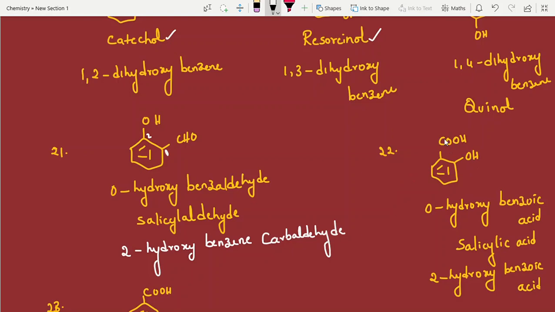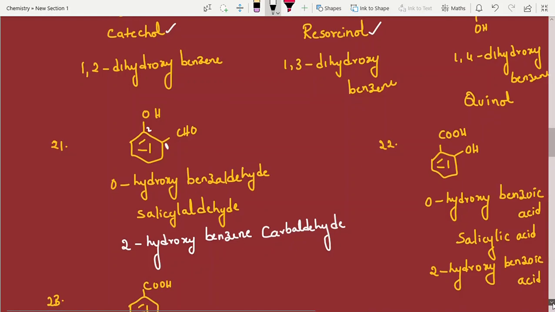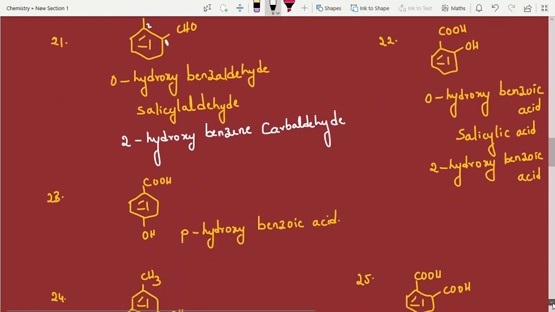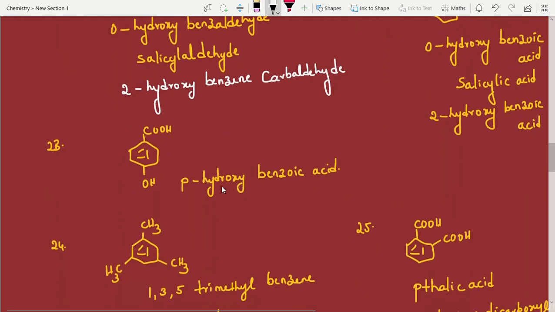This is benzoic acid. COOH is nothing but orthohydroxybenzoic acid, salicylic acid. This is aldehyde, this is acid. Salicylic acid, 2-hydroxybenzoic acid. To save the time, I have written points, students. These are all most important, frequently asked questions. Next, para-hydroxybenzoic acid. See, this is 1,4 positions, para positions, para-hydroxybenzoic acid.